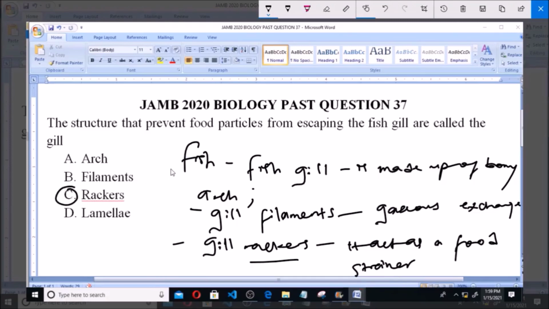The filament is responsible for gaseous exchange, while the arch is the gill itself, bearing the filaments and the rakers. So option C, which is the gill rakers, is the correct answer to the question.